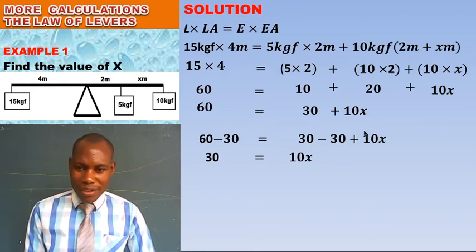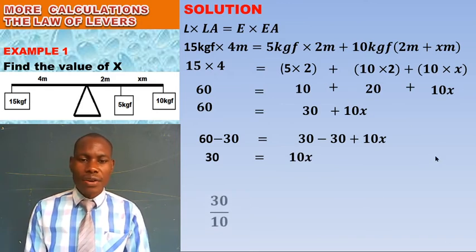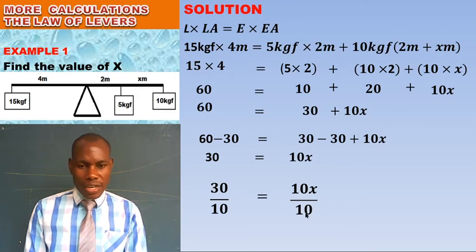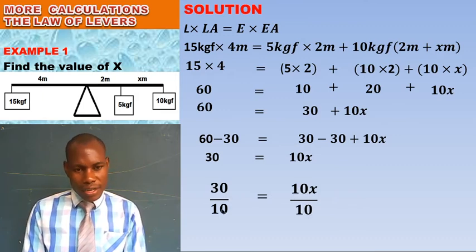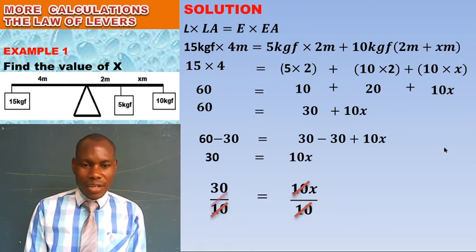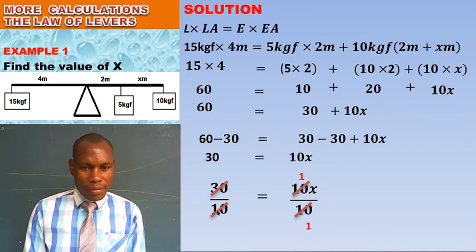What do we do from that step, dear candidates? From that step, we shall now divide both sides by 10. That's why we say here 10x out of 10, then 30 out of 10. From there, we can now cancel. By 10, we get 1. 10x by 10, you get x. And then 30 divided by 10, what do you get? We get 3.